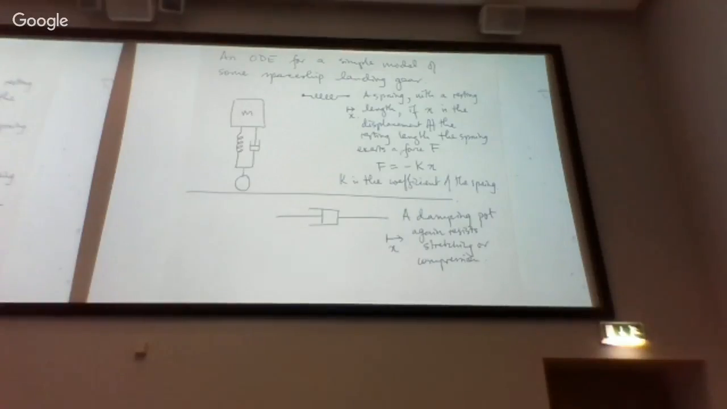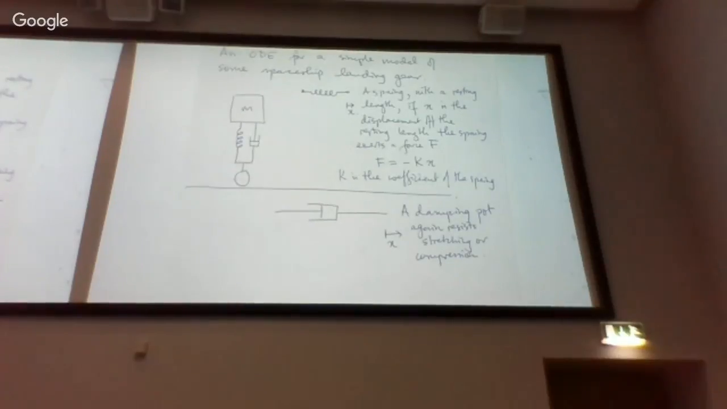So if you have a damping pot, you can pull it apart very slowly without too much trouble, because the liquid or gas can flow into or out of this chamber without too much trouble. But if you try and do it very, very quickly, it's very hard. Much larger force to do it quickly. And the same with compressing it. Okay. So the damping pot, again, resists stretching or compression by applying a force.